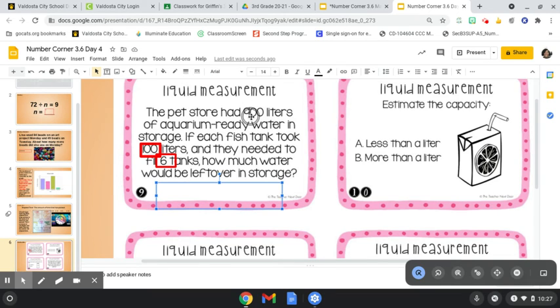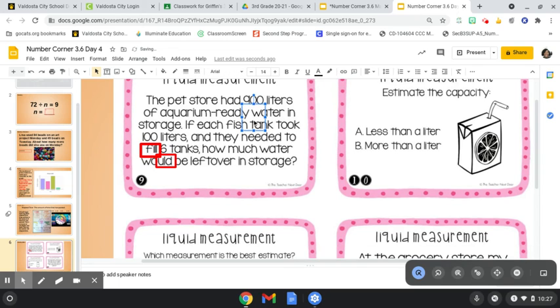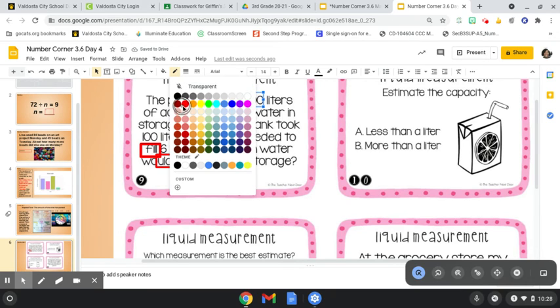Okay, so we got 100 times 6, that's 600. But they said that we had 900 liters. So we need to draw a box here. Let's move this over here and let's highlight that 900. And do not auto fit so that we can move the box up. And we will draw a red line around that number as well.